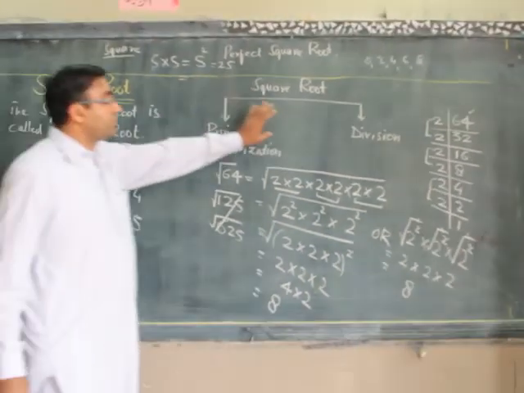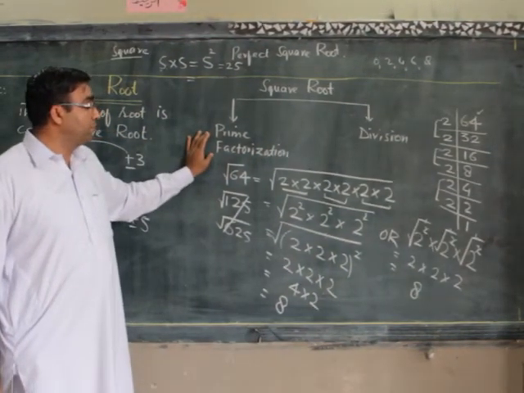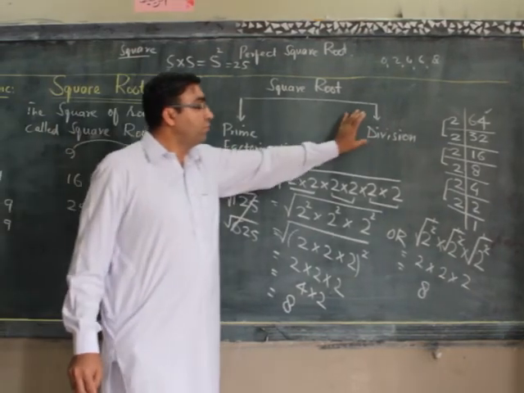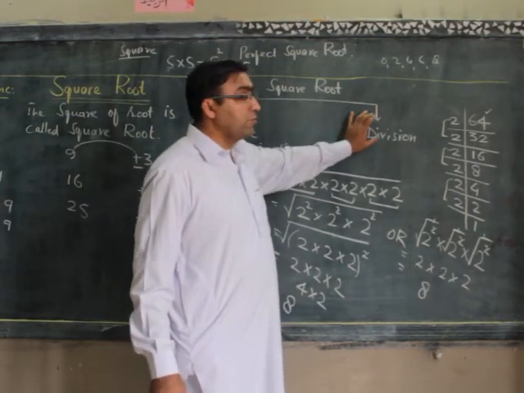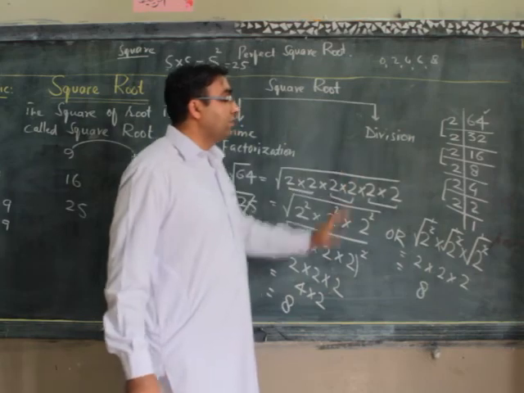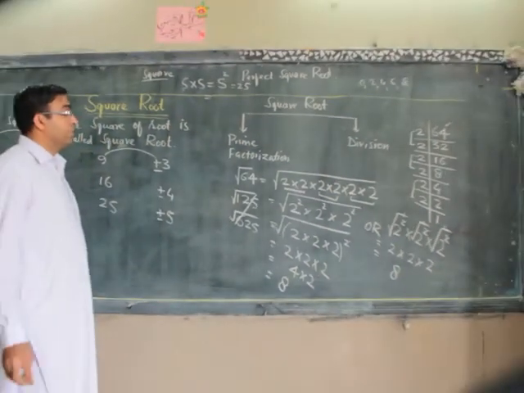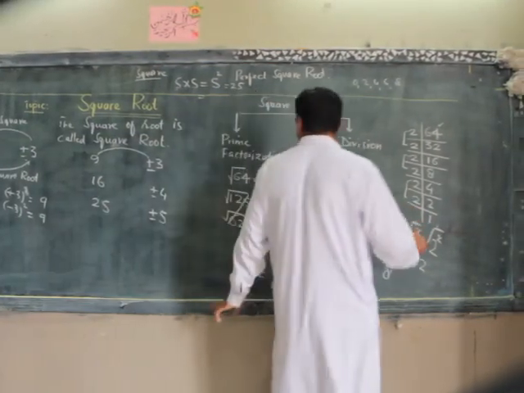Now this is the method to find square root by prime factorization. Now how we will find the square root of the same number by division method. So stop here.